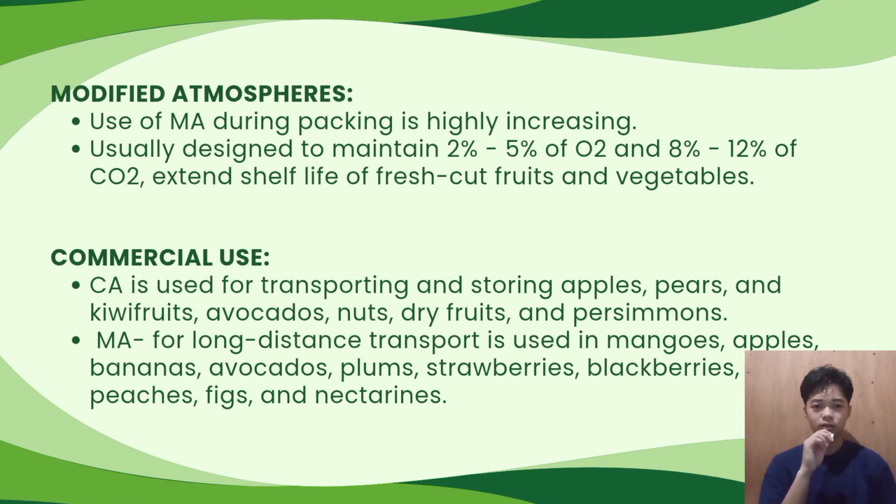Good morning everyone, I am GEYROZAGA and now let's talk about modified atmosphere and controlled atmosphere. So kaning controlled atmosphere is used for long-term storage like keeping apples fresh for months, while ang modified atmosphere is used for shipping fruits like mangoes and bananas so they don't arrive mushy or overripe.